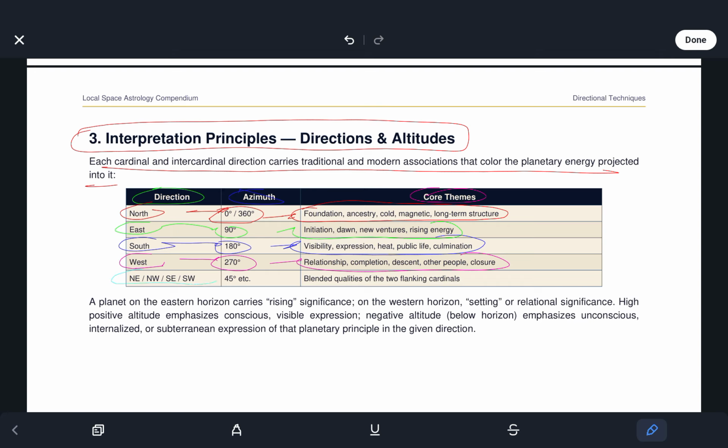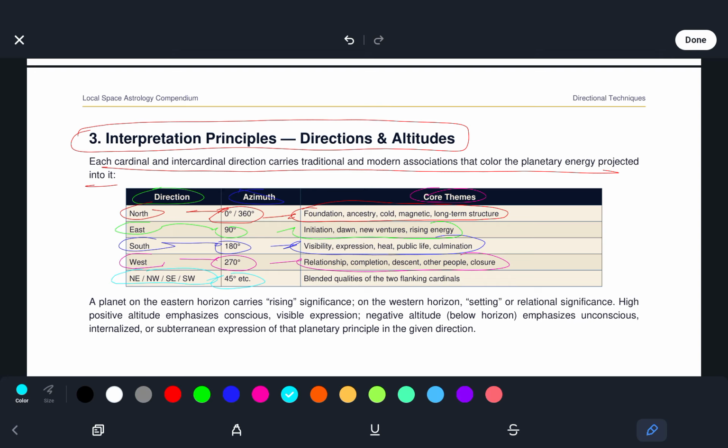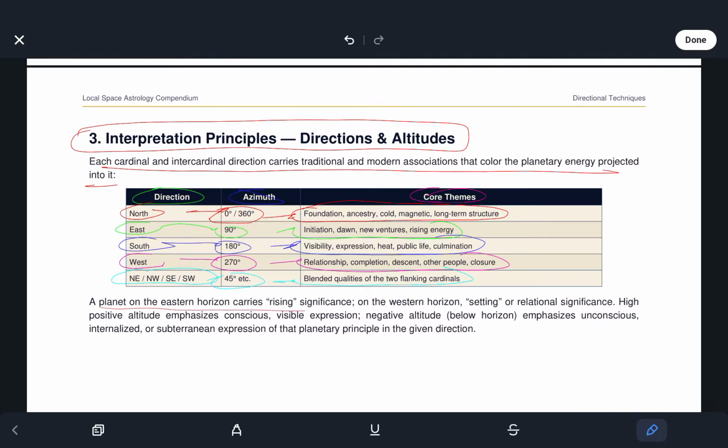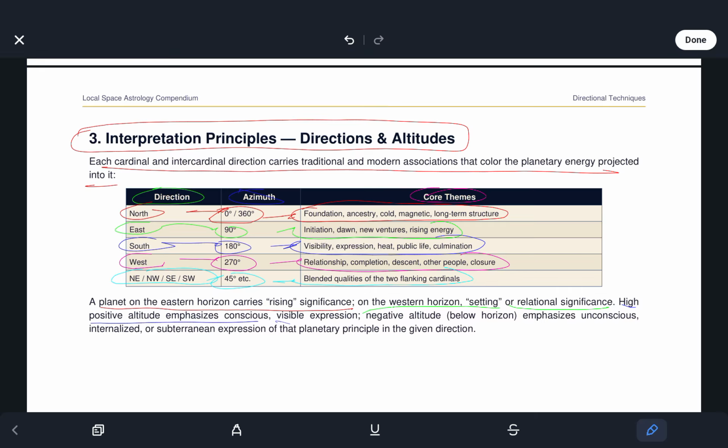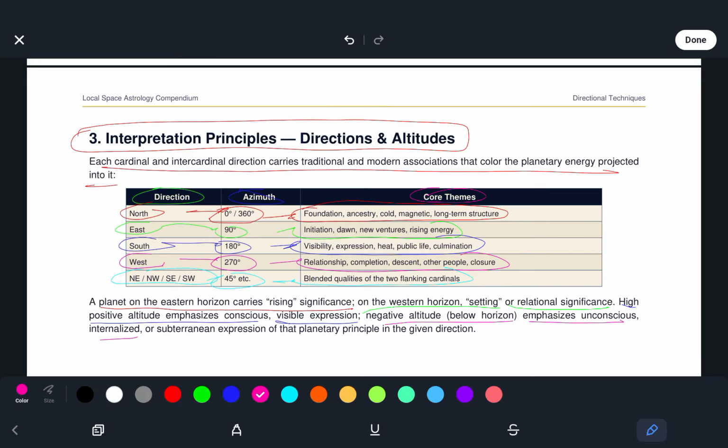And northeast, northwest, southeast, southwest, at 45 degrees, etc., blend the qualities of the two flanking cardinals. A planet on the eastern horizon carries rising significance, on the western horizon setting or relational significance. A high positive altitude emphasizes conscious, visible expression. Negative altitude below the horizon emphasizes unconscious, internalized reception and expression of that planetary principle in the given direction.